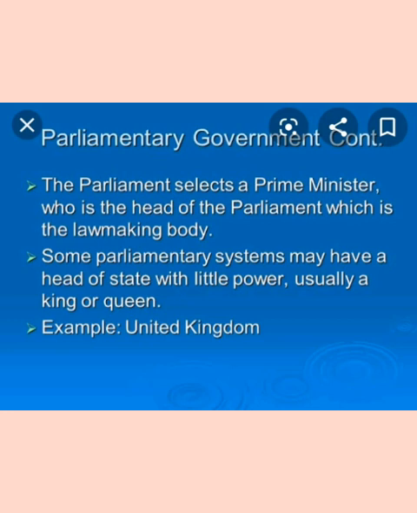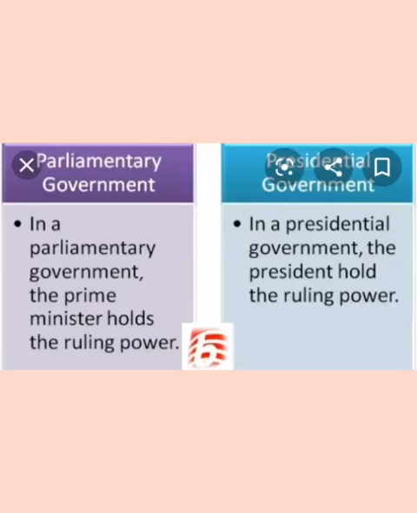And there is a difference between the parliamentary form of government and presidential form of government. In parliamentary government, the Prime Minister holds the ruling power. In presidential government, the President holds the ruling power. We shall only study these many features in this video. Rest of the features we shall continue in the next video.